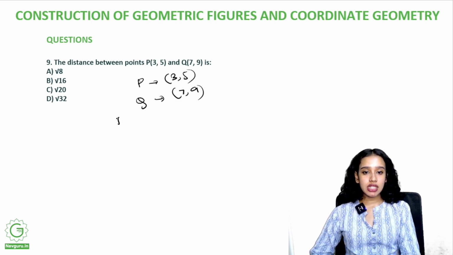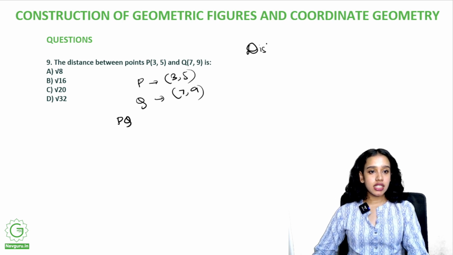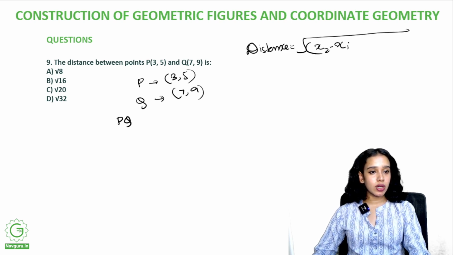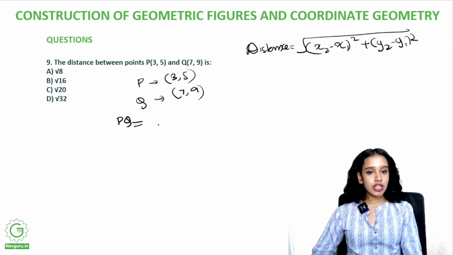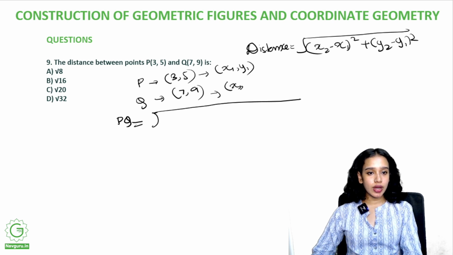Now we have to find the distance PQ. So we had a distance formula. Distance is equal to root of x2 minus x1 the whole square plus y2 minus y1 the whole square, right? So PQ is equal to root of, what is x? So this is in the form x1 y1, right? And this is in the form x2 y2.